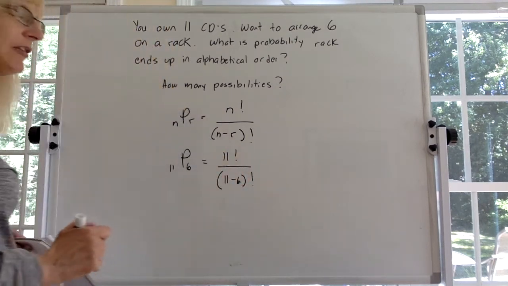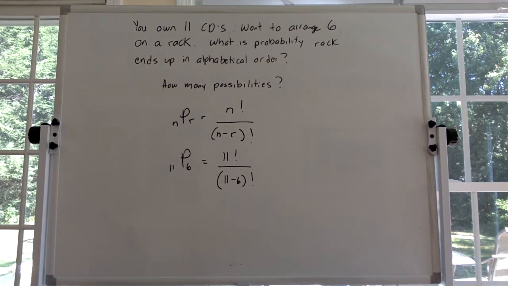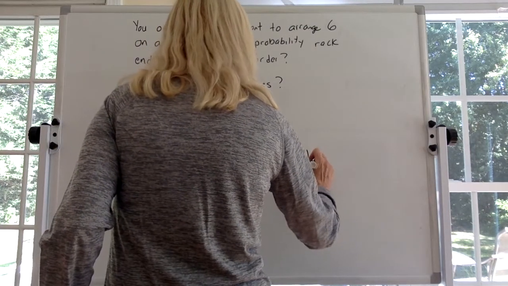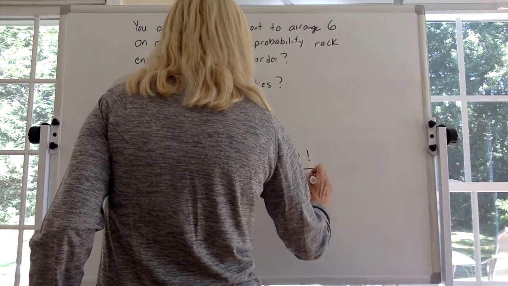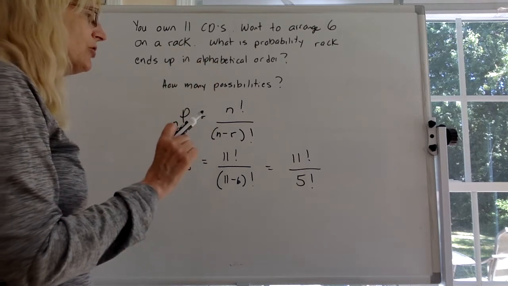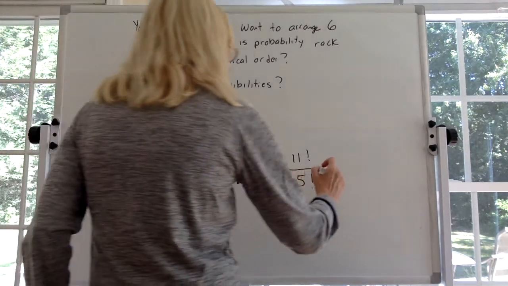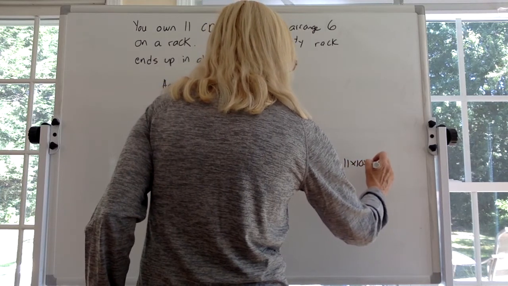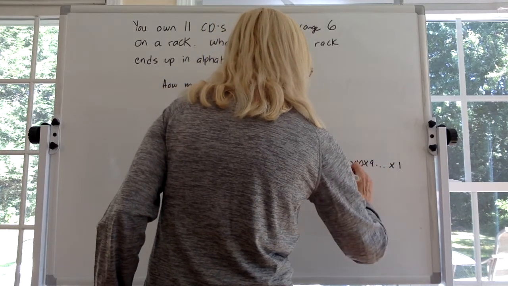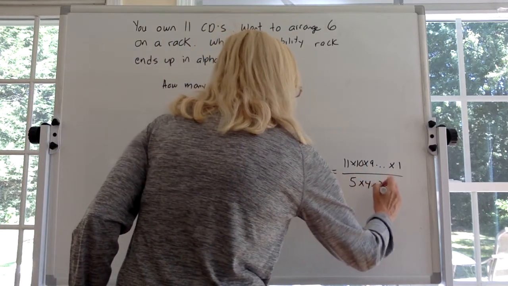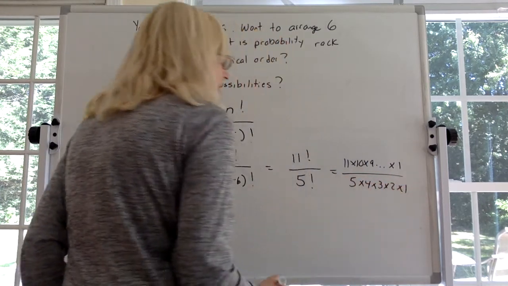And remember what the exclamation point means. That means factorial. So this actually turns out to be 11 factorial over 5 factorial. Either you whip out your calculator, if you have that exclamation point, you could use it. If you don't, if you think about it, this is 11 times 10 times 9, down to times 1. And this is 5 times 4 times 3 times 2 times 1.